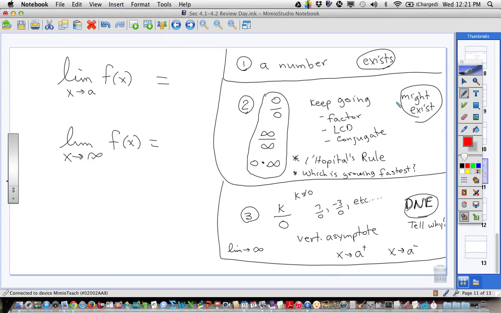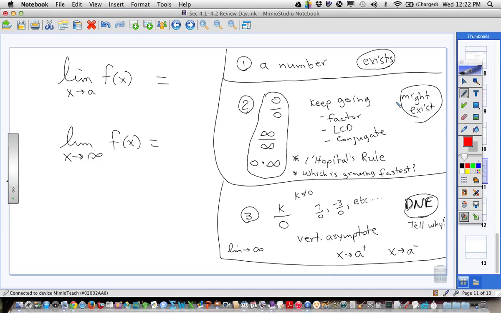So we've got 2 basic types of limits. Limit as x approaches a number. Limit as x approaches infinity. 3 basic things can happen. Either you just get a number, you plug in whatever, you just get an answer. That's your limit. Or you get one of these things. Now, we were having the discussion here earlier. Infinity over infinity is not 1. 0 over 0 is not 1.